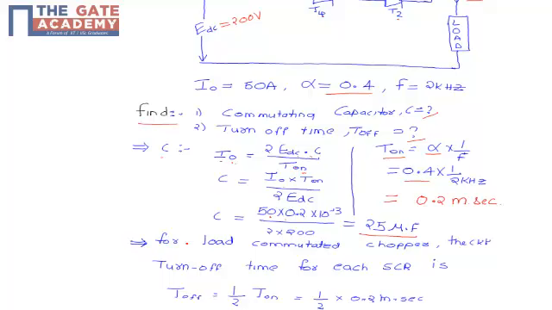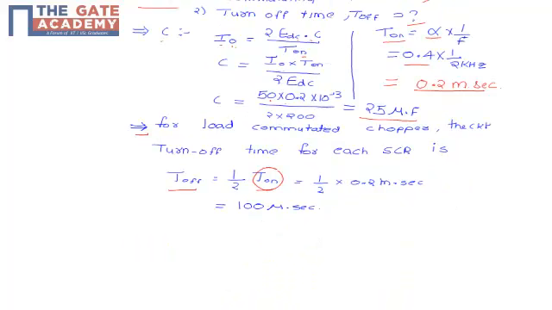In the second step we'll calculate the turn off time. For a load commutating chopper, the circuit turn off time for each SCR is given as T off is equal to half of the turn on time. So we know the value of the turn on time is 0.2 millisecond. We'll substitute that value. Half of the turn on time is 0.1 milliseconds, and we'll get the value of 100 microsecond, which is option B.